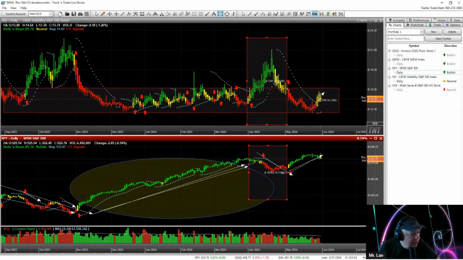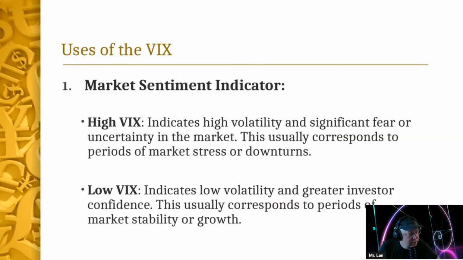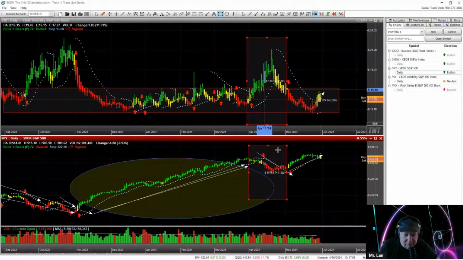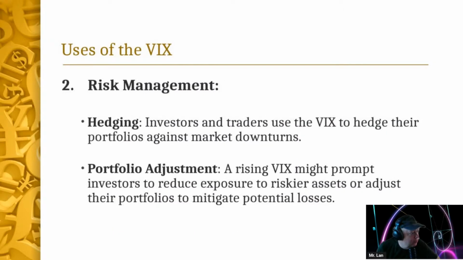If you read that one more time, I think it's important to read that one more time. High VIX indicates high volatility and significant fear or uncertainty in the market. This usually corresponds to periods of market stress or downturn. A low VIX indicates low volatility and greater investor confidence. This usually corresponds to periods of market stability or growth. All right. So high VIX, markets down. Low VIX, markets up. I mean, it really comes down to be that simple, right? All right. Let's go to the next one.